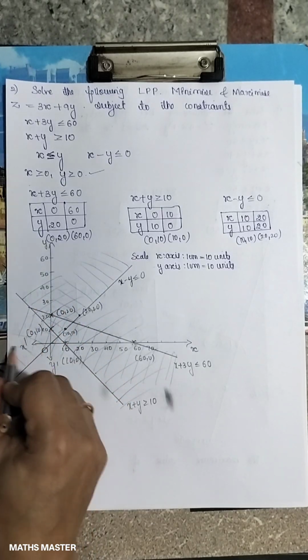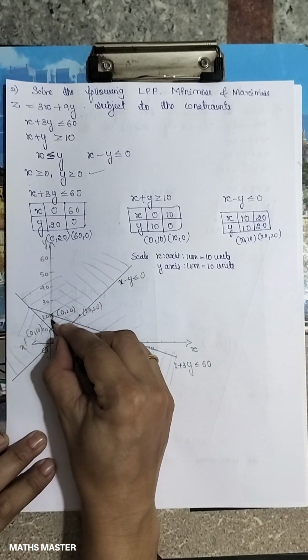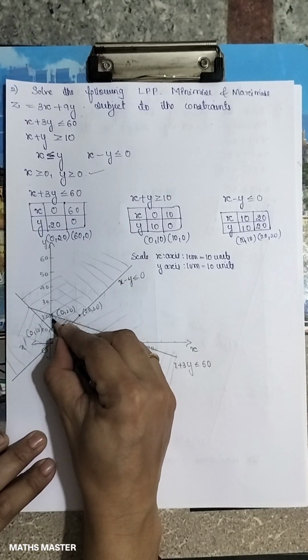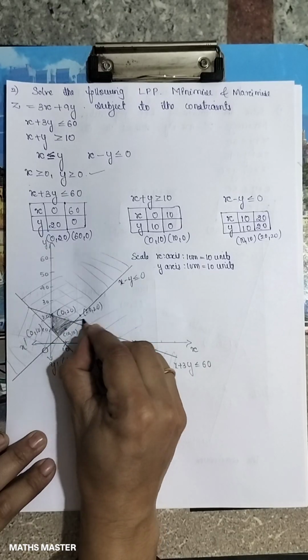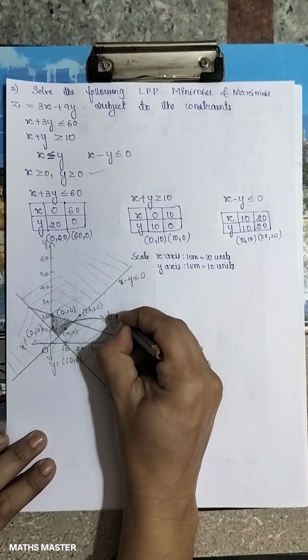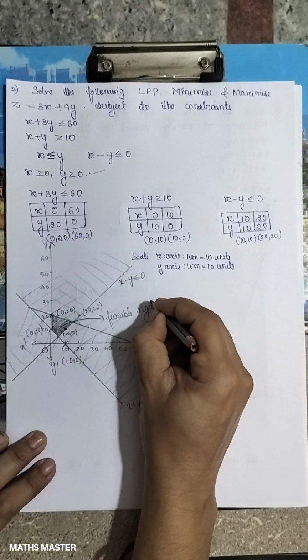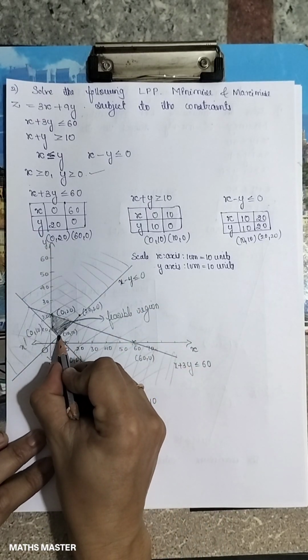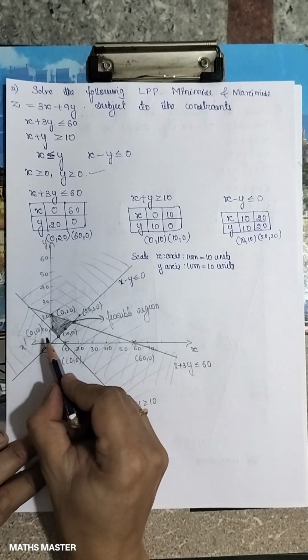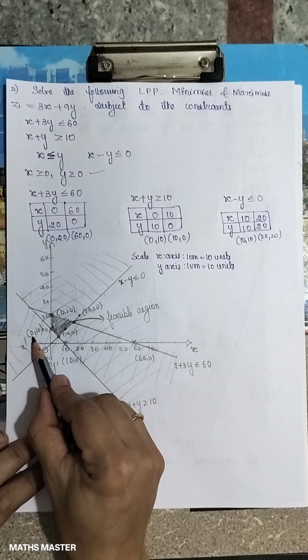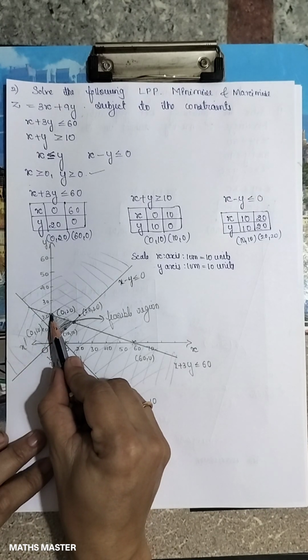If you are observing, the common solution, or the feasible region, is this one. So call it the feasible region. Now mark the boundary points. Here there are 4 boundary points. One is 0, 10, another one is 0, 20.